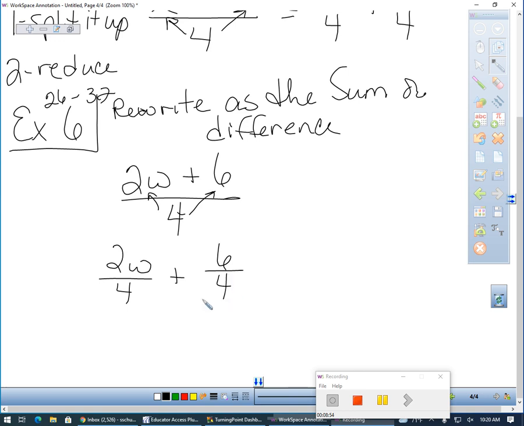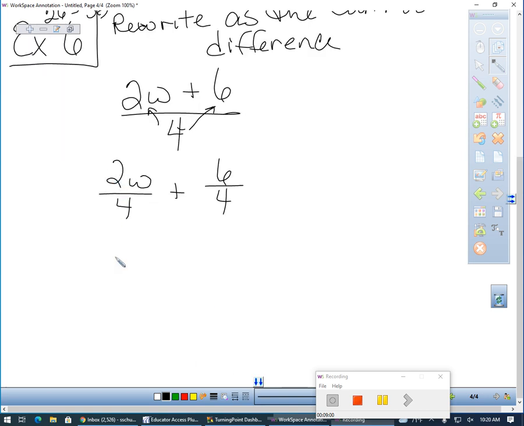Then we look to see if we can reduce either of those fractions. Can I reduce 2 over 4? Well, let's start with this one, though. 2 over 4 is 1 over 2, right? Yes, 1w over 2 plus 3 over 2. Okay? This is your final answer for this problem.